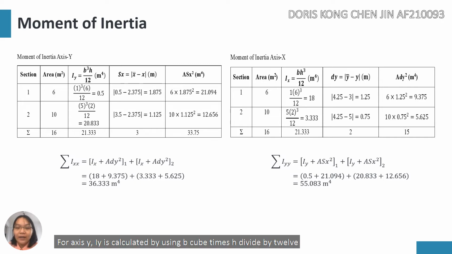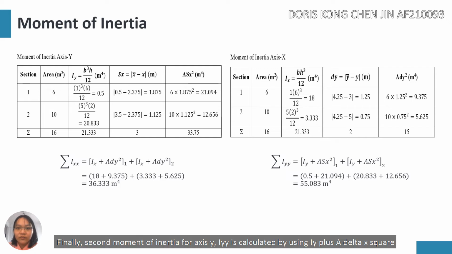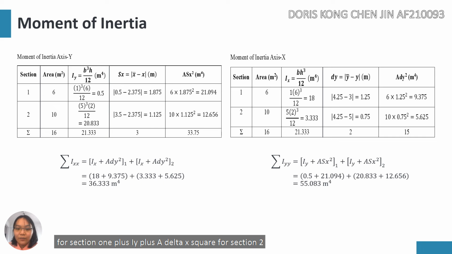For axis Y, Iy is calculated by using b cubed times h divided by 12. Then, the change in x, delta x, is calculated using centroid x minus x. Then A times delta x squared is calculated. Finally, the total moment of inertia for axis Y, Iyy, is calculated by using Iy plus A delta x squared for section 1 plus Iy plus A delta x squared for section 2.